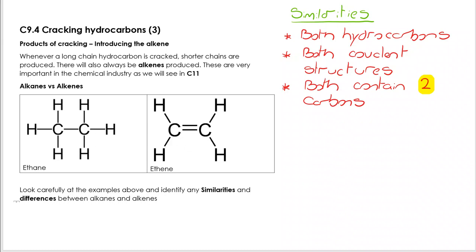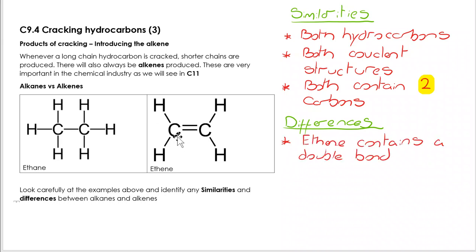So let's look now at the differences, and these are really important to note. Ethene contains a carbon-carbon double bond. That's what makes it an alkene. This only has a carbon-carbon single bond. So there's a difference there. And the second difference, we can see that ethene has fewer hydrogens. It has 4, whereas ethane has 6. So remember that an alkene contains a carbon-carbon double bond.